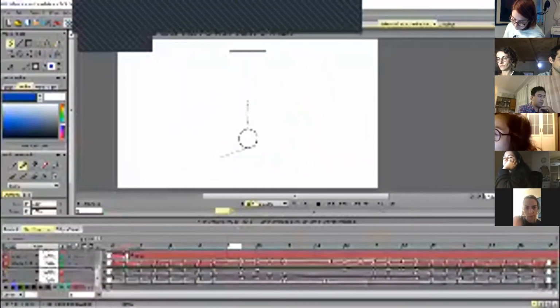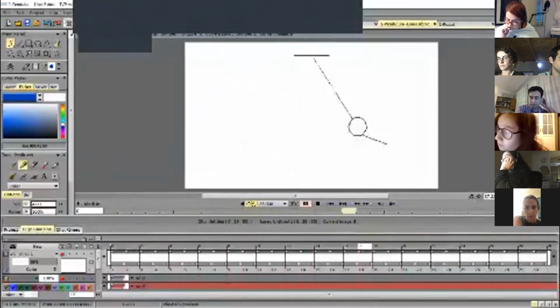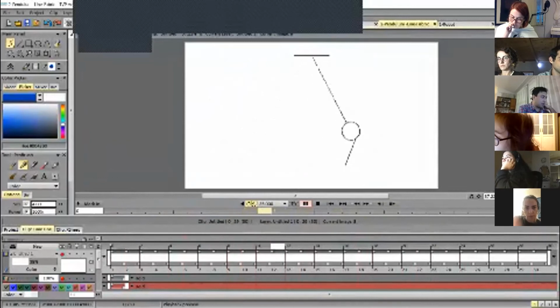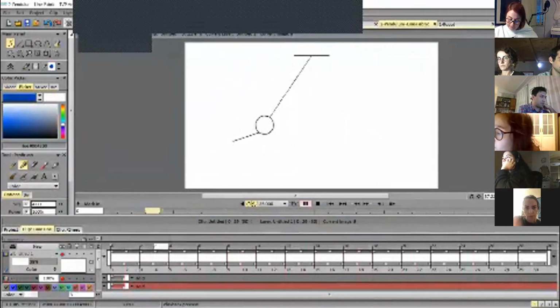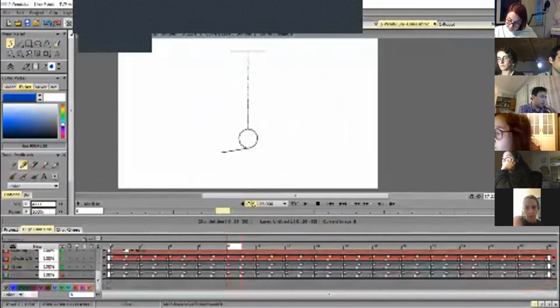So this is my line. Okay, and let me turn on the fabric and turn off the.